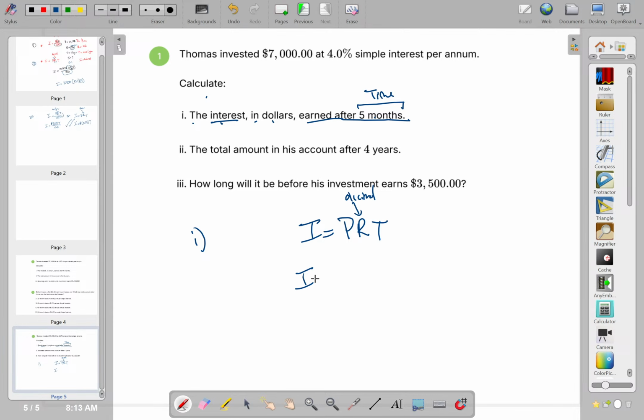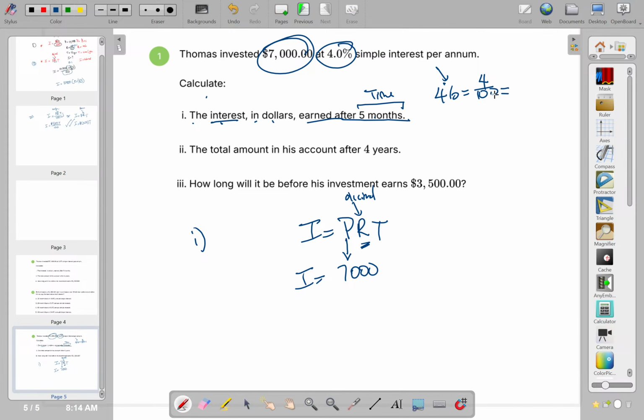So the interest is going to equal how much money did I put in? That's the principal. That's 7 grand, right? Times the rate. What did I just say? The rate is 4%. And what we have been learning, 4%, you can change into a fractional version. Throw it over 100. That's what the percentage sign means.